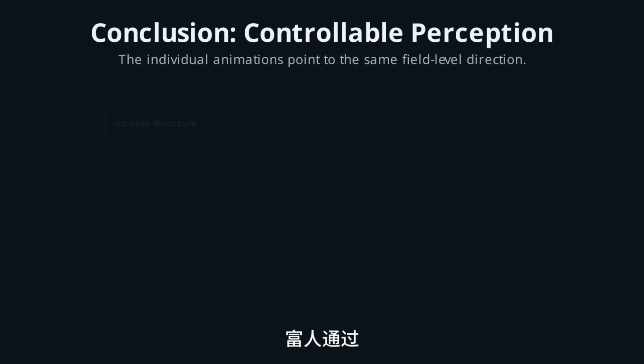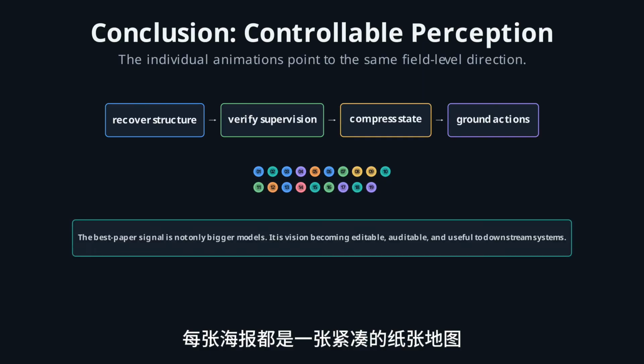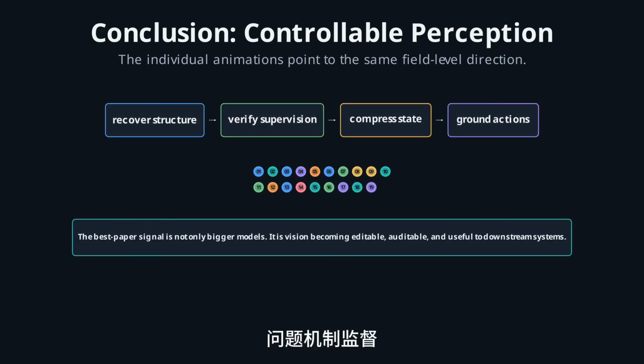The richer figure pass changes the shape of the comparison. Each poster is a compact map of the paper: problem, mechanism, supervision, evidence, and usable takeaway. Across 3D assets, tracking, matting, wildlife data, physics, agents, and open vision language models, the shared direction is controllable perception.